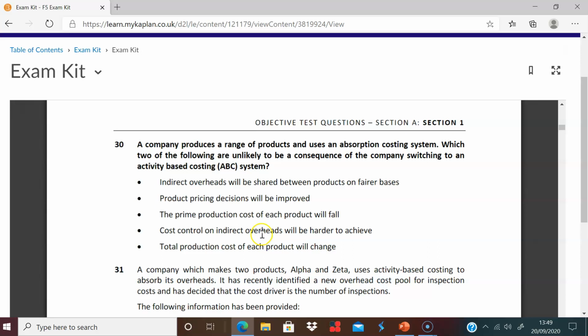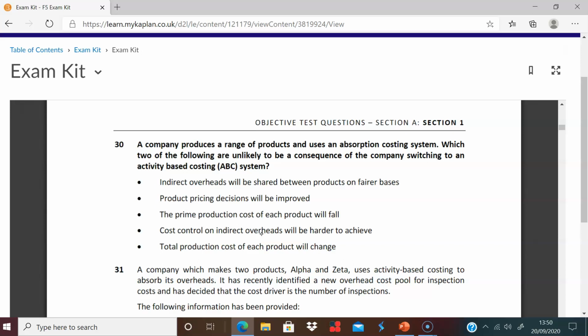Now let's look at this. A company produces a range of products and uses an absorption costing system. If you've read chapter 4, you will know that ABC is a much more evolved form of absorption-based costing. Which two of the following are unlikely to be consequences of a company switching to ABC? If you're switching to ABC, you're switching to a much more refined system, because of the investment that's gone into finding out what the cost drivers actually are. There's a better chance of those costs being shared on a fairer basis.